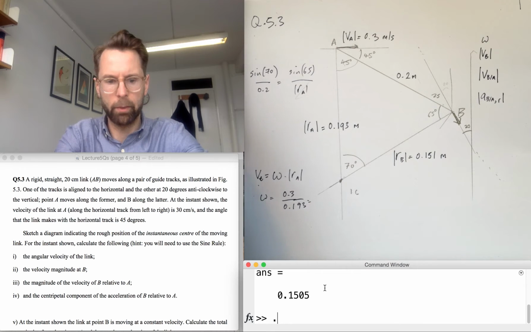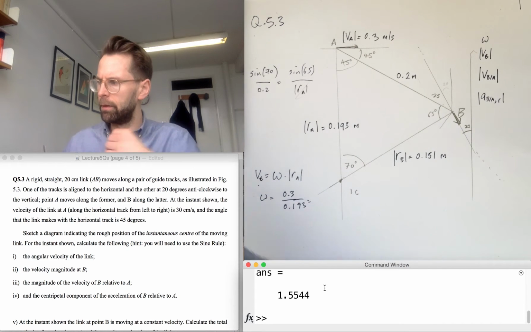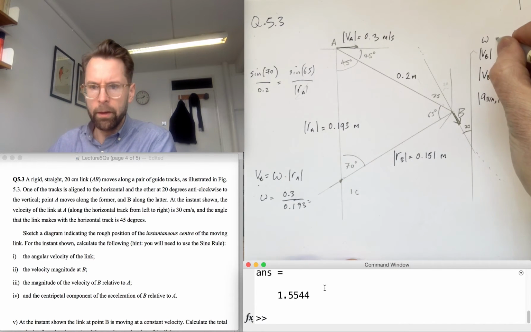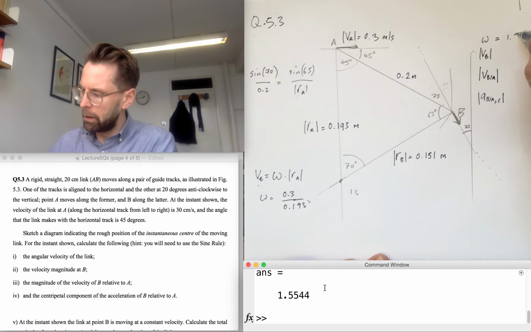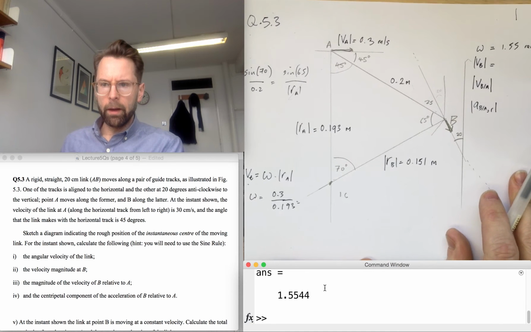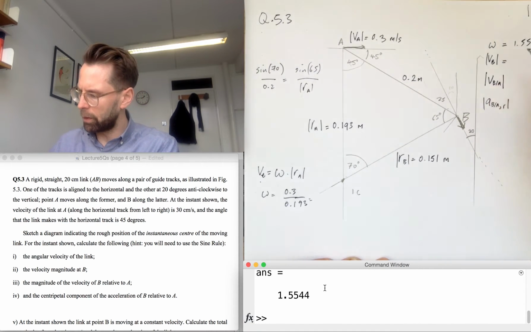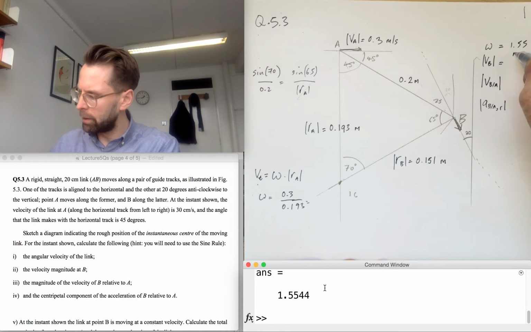What did I say it was? 0.3 over 0.193. That gives us an angular velocity of 1.55 radians per second. Now, sorry, I've just gone off the end there. Let me just write the units underneath. Radians per second.